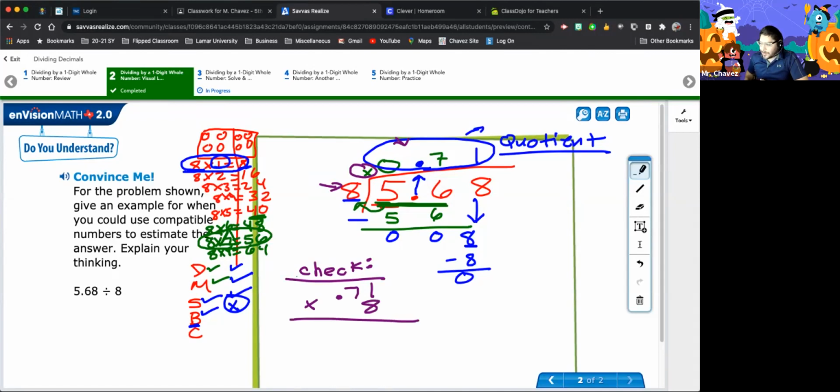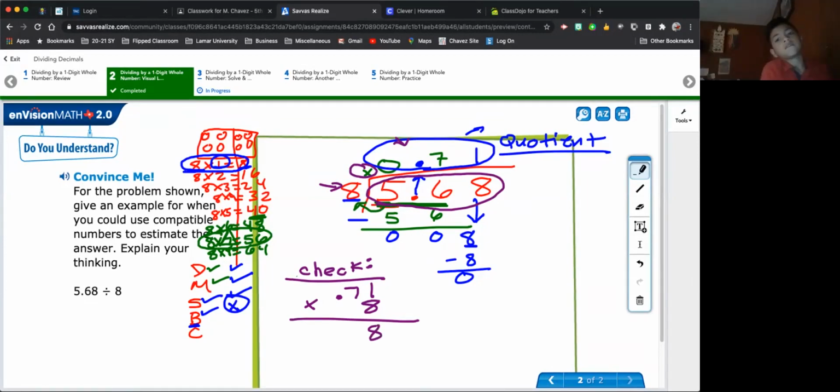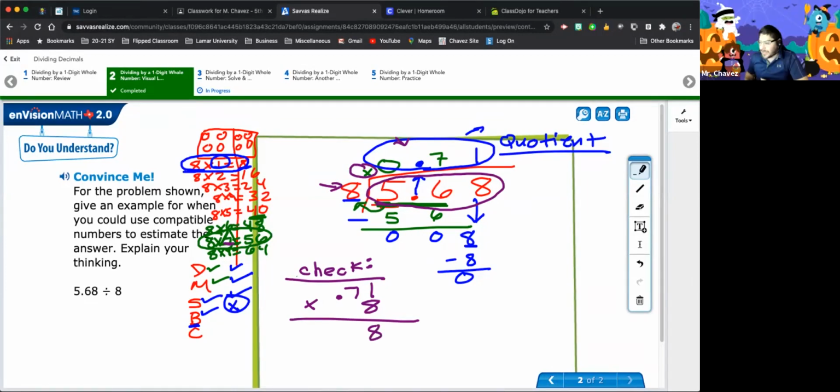Now, whatever your product is, if it matches this number here inside the house, then we did it right. If not, we did something wrong. So let's go ahead and check it out. 1 times 8 is 8. 8 times 7, look at your dominoes. You have it. 8 times 7, 56.